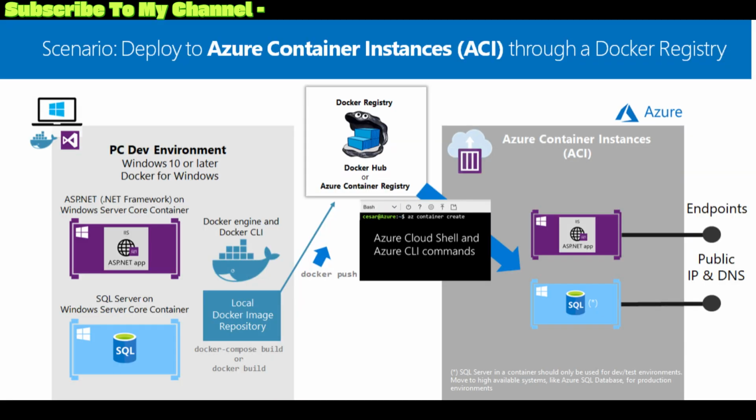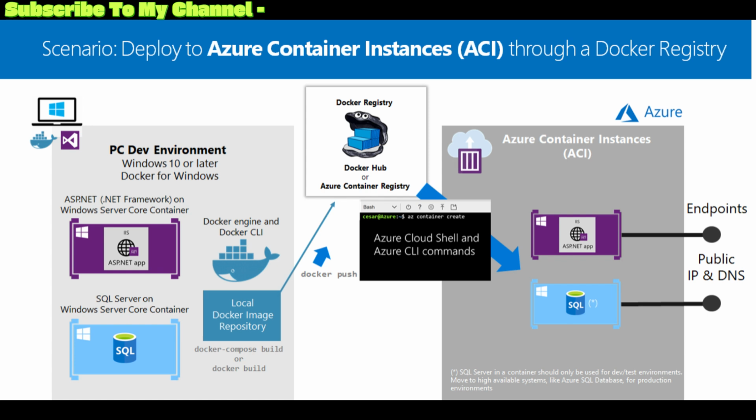Networking options: public IP, direct internet access. Virtual network integration: connect to Azure VNets for private networking. DNS name label: assign a fully qualified domain name to the container instance.